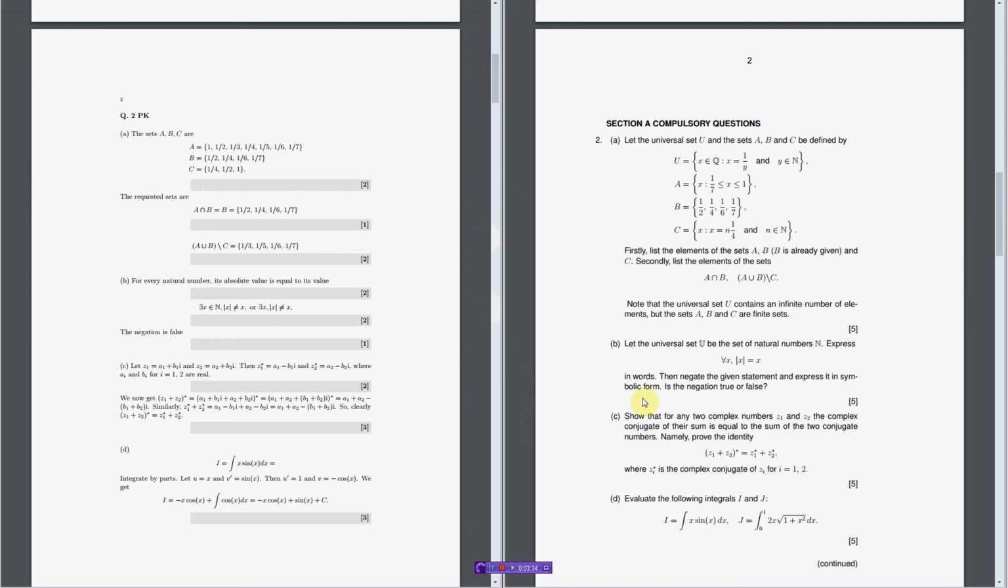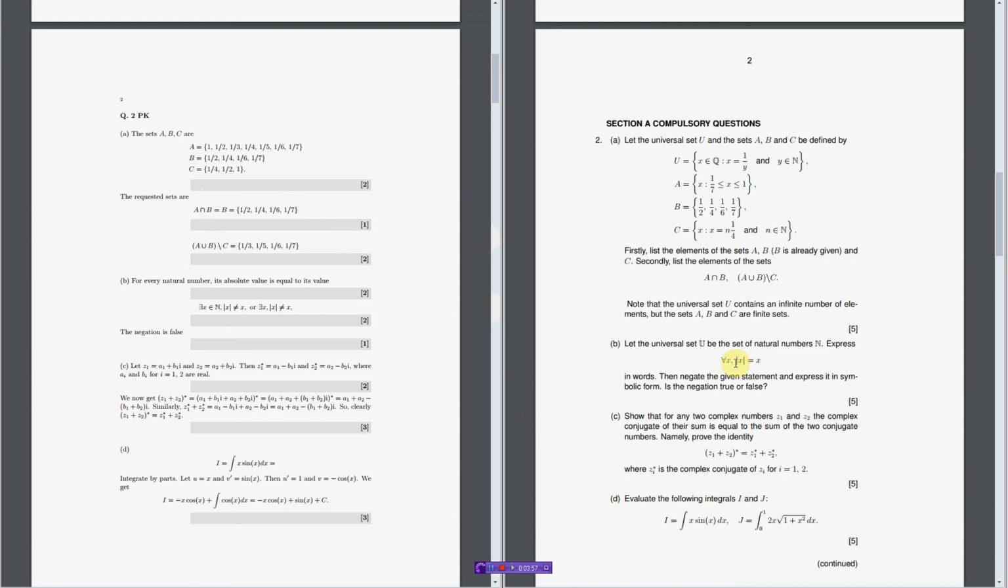In part B, this is focusing on logic now. So we've got the universal set U. We're told that that's the set of all natural numbers N. And we've got this predicate statement here. For all x, the absolute value of x is equal to x.